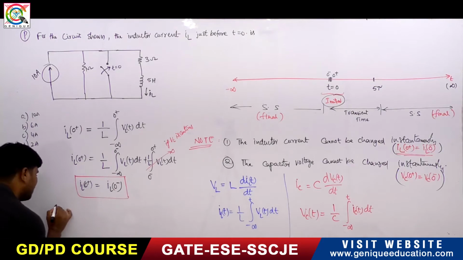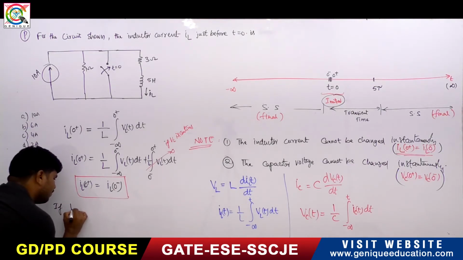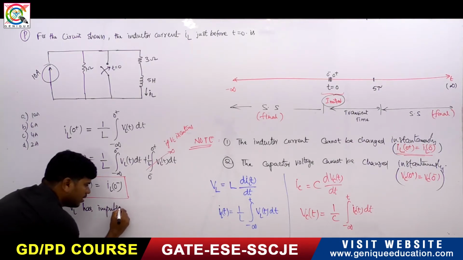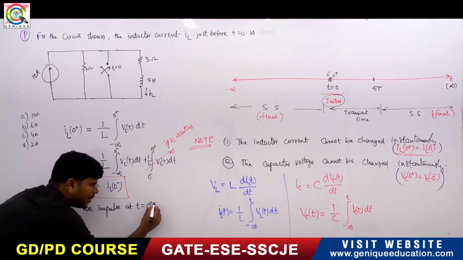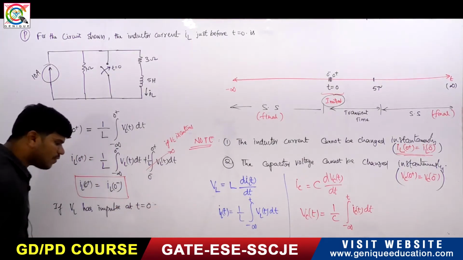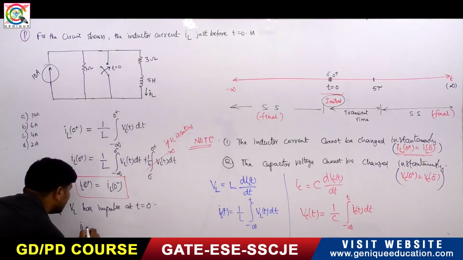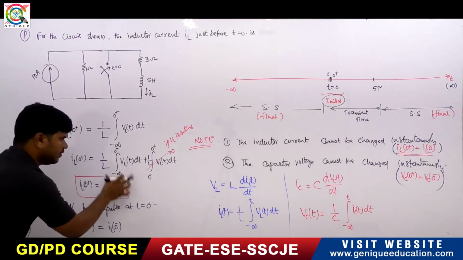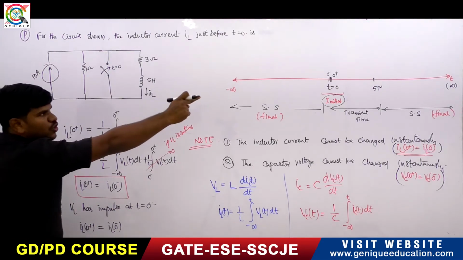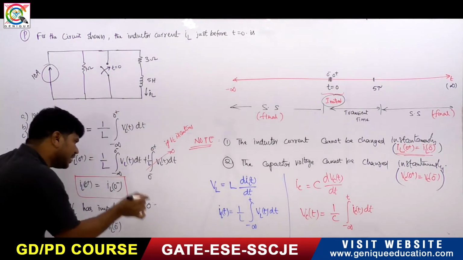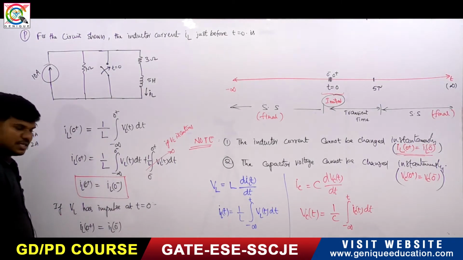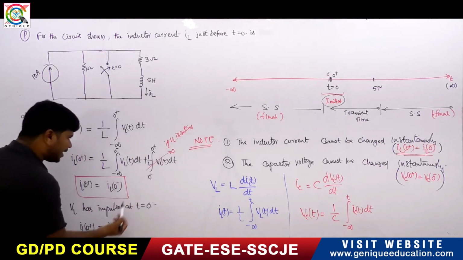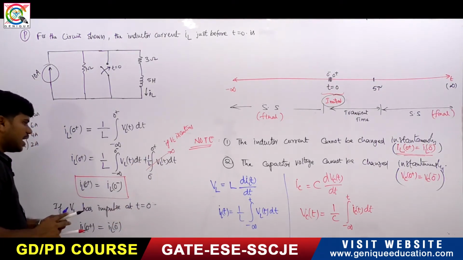Suppose VL has an impulse at t equals 0. Now what happens? IL(0+) is equal to IL(0-). From minus infinity to 0-, it is continuous, but at t equals 0 there is an impulse. In place of VL(t), I am writing delta(t).